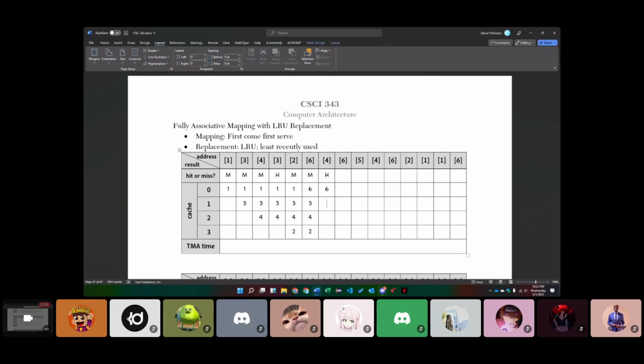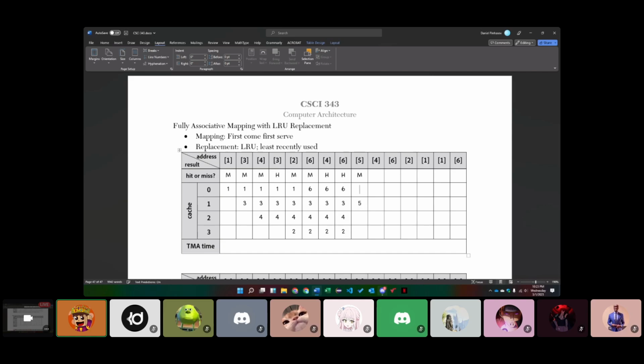4 is a hit. 6 is a hit. 5 is a miss. Okay, now we look again. Look back. 6, 3, 4, 2. Which one was least recently used? We found 6, we found 4, and we still need 3 and 2. 2, 3. Okay, we found all 4. Now 3 is the leftmost one. That means it was least recently used. So 3 gets replaced. 3 is right here.